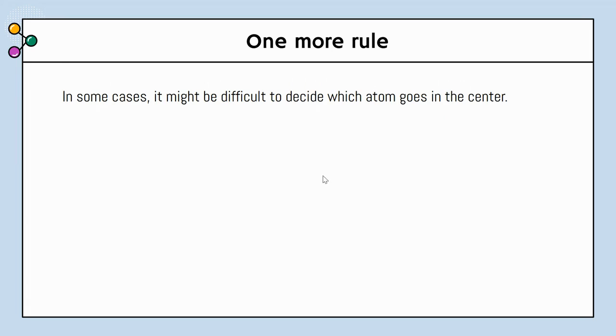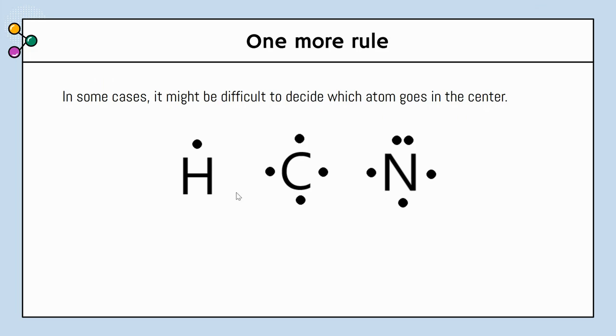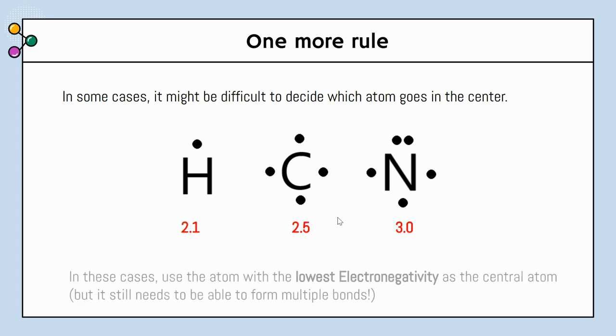One more rule. In some cases, it might be difficult to decide which atom goes in the center. In this case, we have hydrogen, carbon, and nitrogen. Notice that nitrogen can form 3 bonds and carbon can form 4. We will always go with the most single electrons, but sometimes it's hard to decide which. In that case, we choose the atom with the lower electronegativity. That would be carbon in this case, as compared to nitrogen. Notice that hydrogen, even though it has the lowest electronegativity, can't go in the center because it can only form 1 bond. If it went in the center, it couldn't bond to multiple atoms.